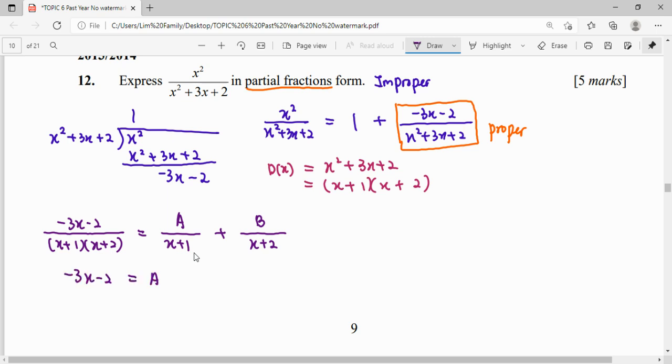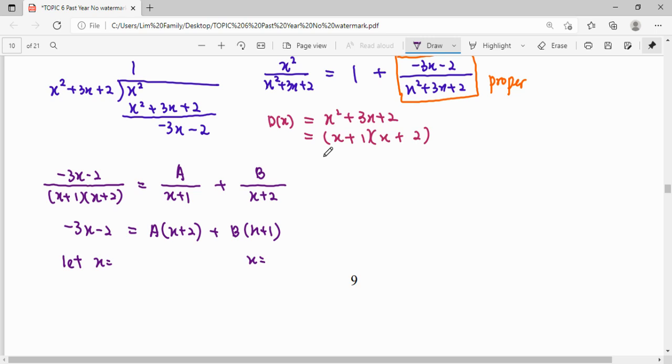So after we express this proper fraction into the partial fraction, we're going to build out our equation. We equal the numerator part, where a needs to times with x plus 2. This is the factor that it doesn't have. And then b times with x plus 1. So from this equation, that will help us to find out what are our values a and b. So we have two unknowns here. We need to let x be two values. So we will choose the values of roots where x can be equal to -1 and x can be equal to -2 in order to help us to find the values of a and b easily.